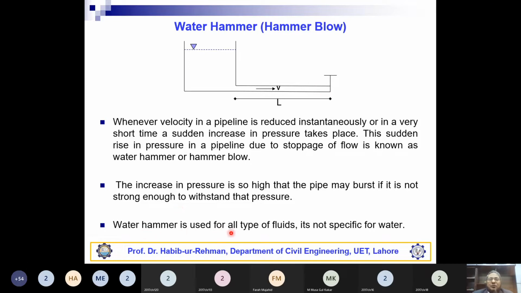So water hammer is used for all types of fluids. It is not specific to water. What is its name? Water hammer. But it does not mean that if, for example, in some mechanical machine we are doing the same thing, stopping a valve with mobile oil or any other liquid inside, we would not call that the water hammer. But you know, the liquid widely used is of course water, particularly in hydropower plants.